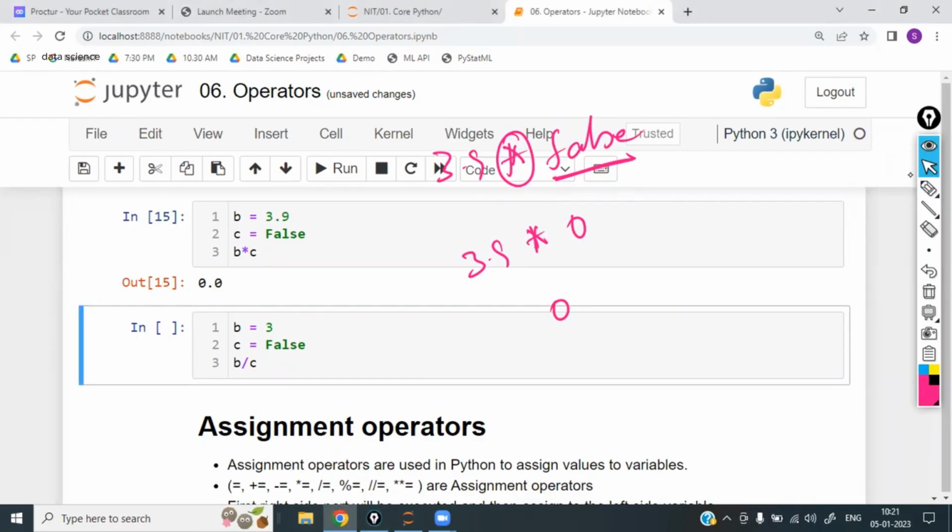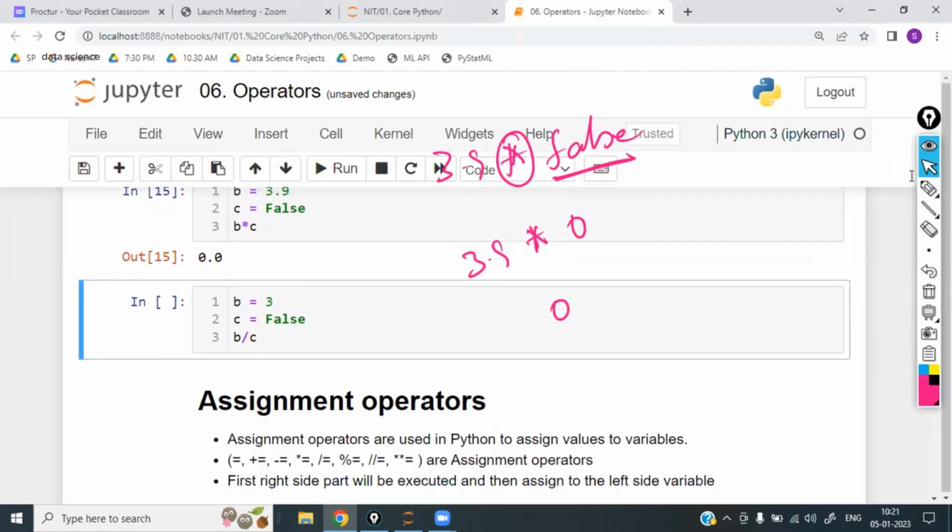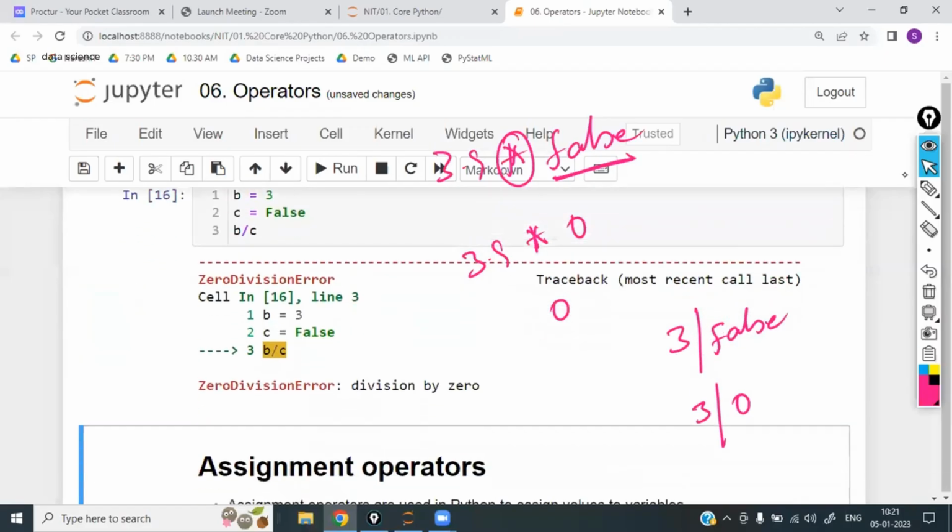The output is 0. Similarly, if I am doing division, 3 division by false. When there is an arithmetic operator, boolean will be converted to int. 3 division by 0, which is an infinite value. Here it is going to print a zero division error. It is going to give a zero division error.